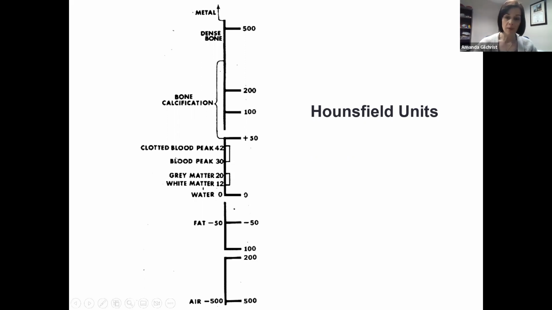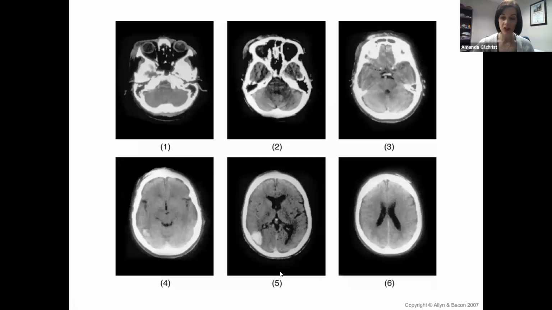So let's talk about what this all means when we're looking at these scans. Bone, brain, and blood absorb different amounts of radiation. Bone absorbs the most. It's going to be the brightest and very little radiation passes through. Air and cerebrospinal fluid absorb the least, so those are going to be the darkest. And this actually allows us to identify abnormally located tissues or blood.